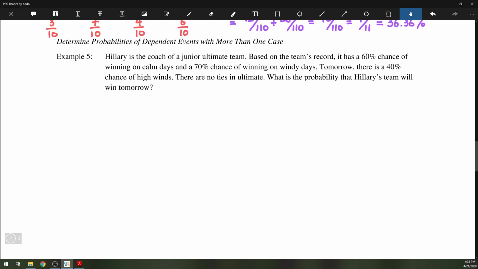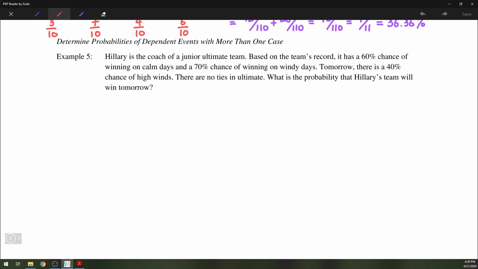Okay, next up, very similar question here. Hillary is the coach of a junior ultimate team. Based on the team's record, it has a 60% chance of winning on calm days and a 70% chance of winning on windy days. Tomorrow there's a 40% chance of high winds. There's no tie, so you either win or lose. What's the probability that Hillary's team will just win tomorrow? So winning regardless of the weather.